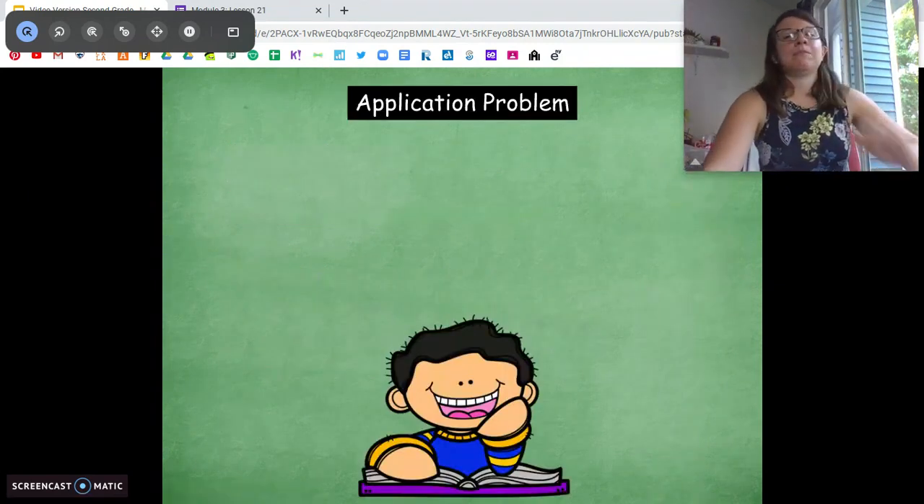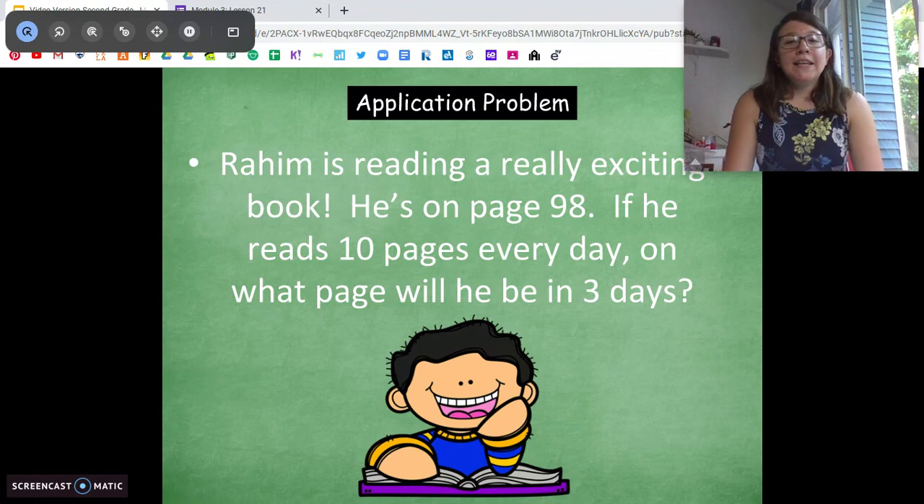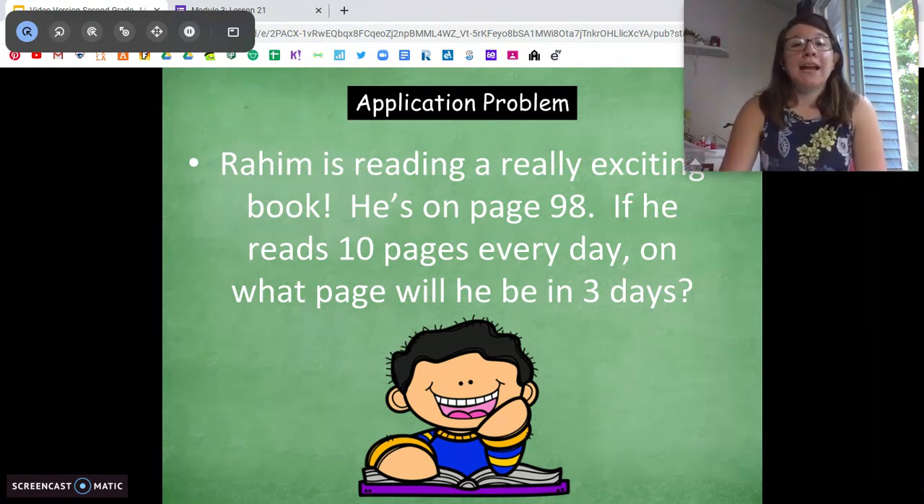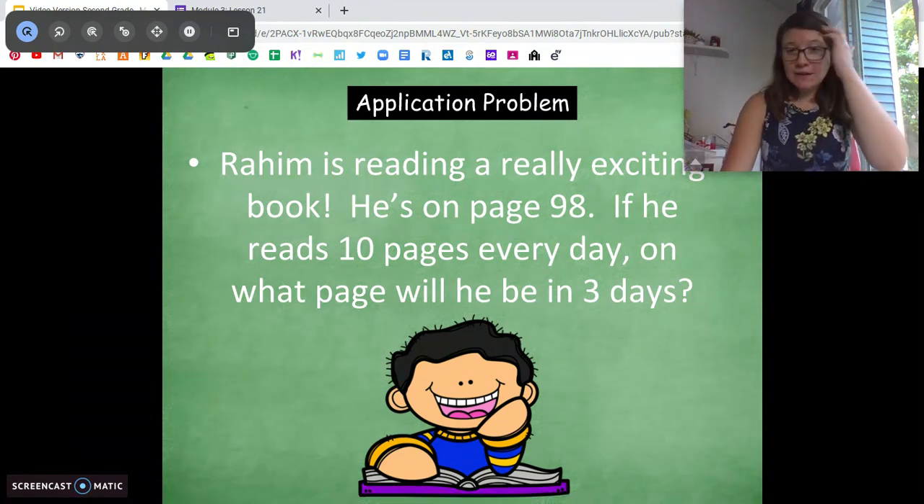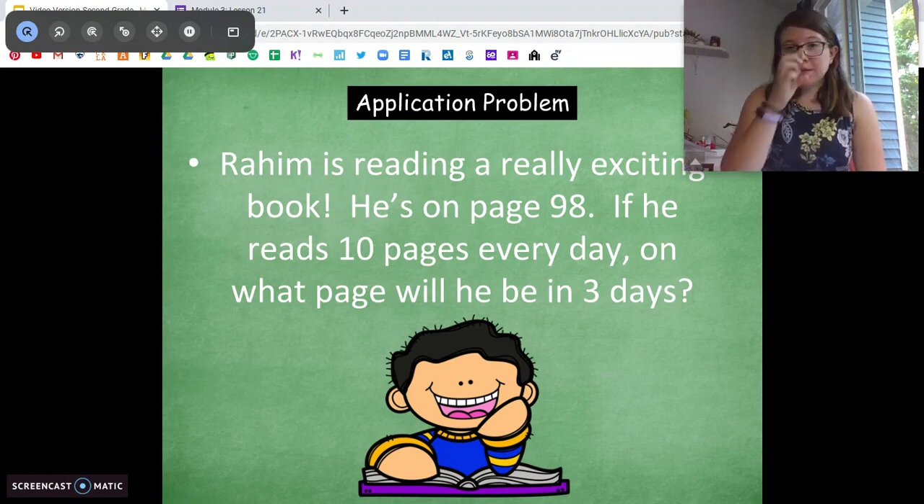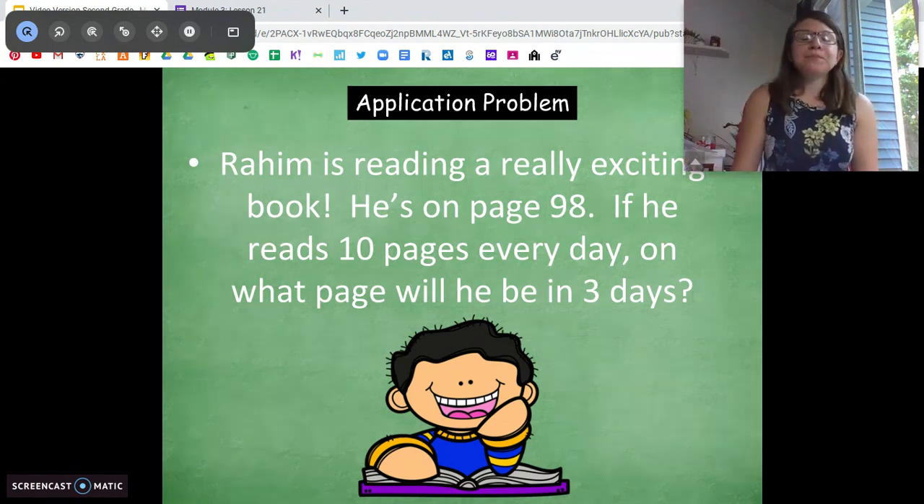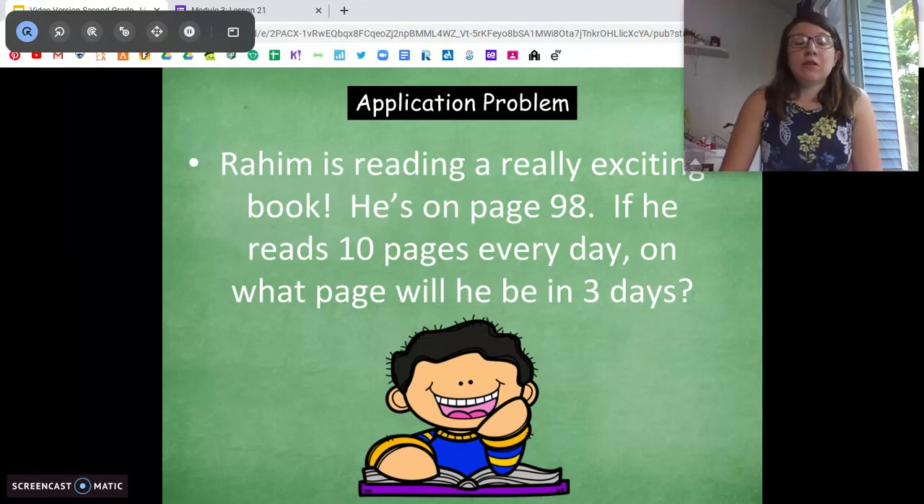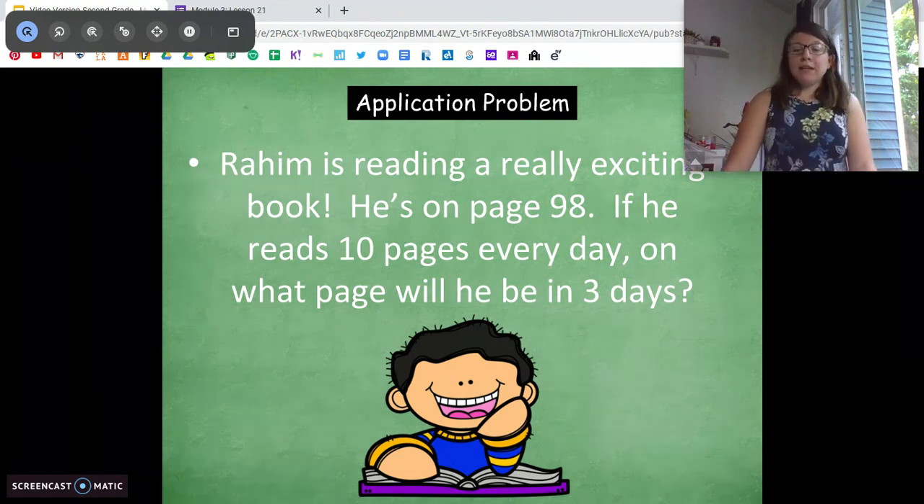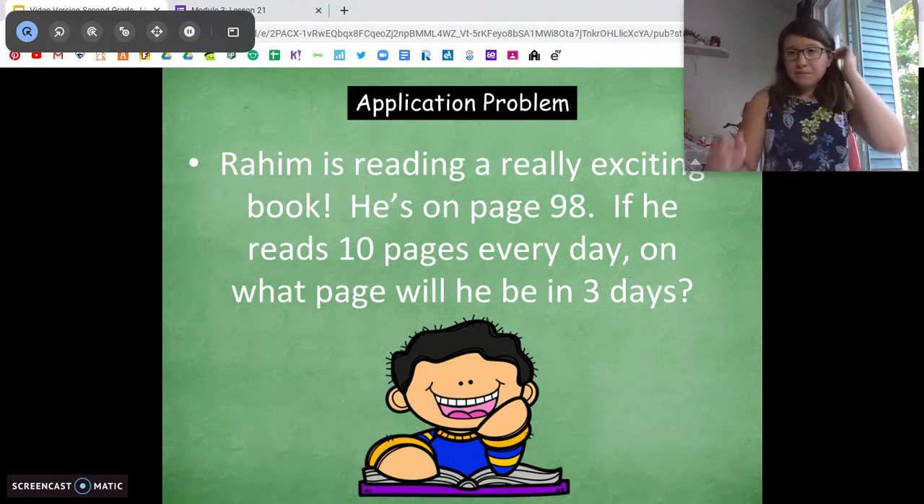Let's start with our application problem. Rahim is reading a really exciting book. He's on page 98. If he reads 10 pages every day, what page will he be on in 3 days? I'm going to read that one more time to you. Rahim is reading a really exciting book. He's on page 98. If he reads 10 pages every day, on what page will he be in 3 days?